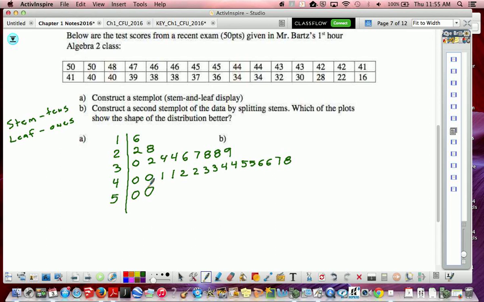All right, B. It says construct a second stem plot. Ooh, what did I forget to do with the stem plot here? I've got to write a key. When I do a key, I just pick any of the points. So I might go like this: 3|4 means a score of 34 points. That way the reader understands, and I might write this slash a little bit bigger so you're not going, what's 3/14?